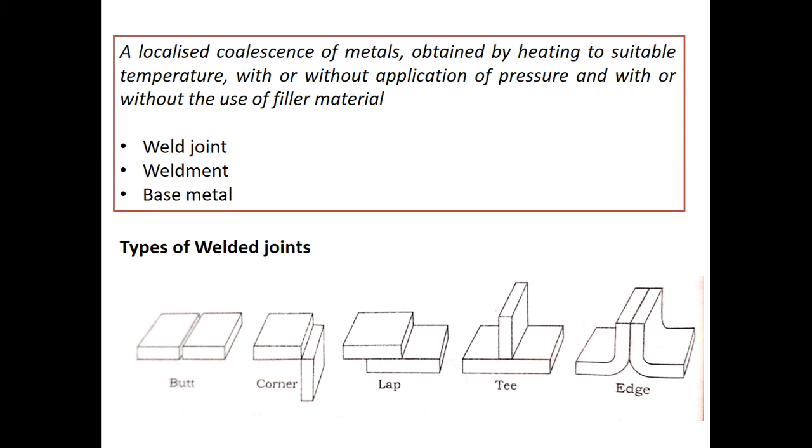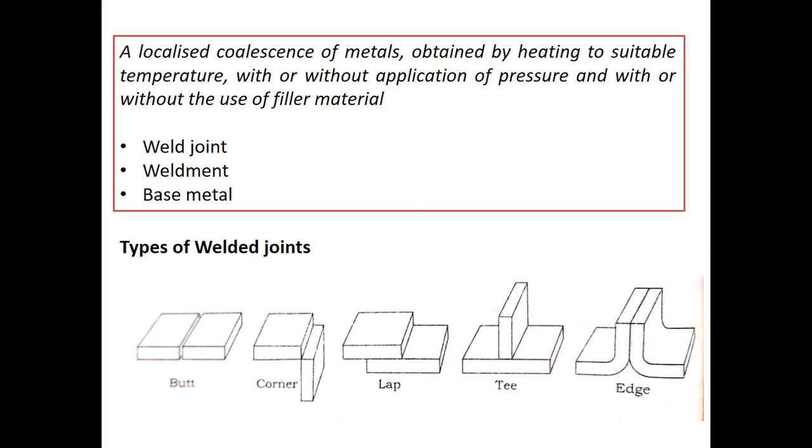In the case of a corner joint, the parts are kept at right angles and are joined at the corner of the angle. In a lap joint, the parts are kept overlapping each other and the joint is made between the edge of one part and the surface of the other part. Edge of one part and the surface of the other part. Isn't it? If you look at the diagram, you can easily understand this.